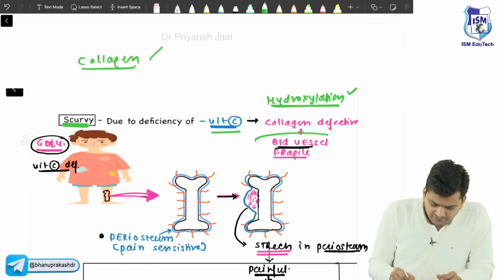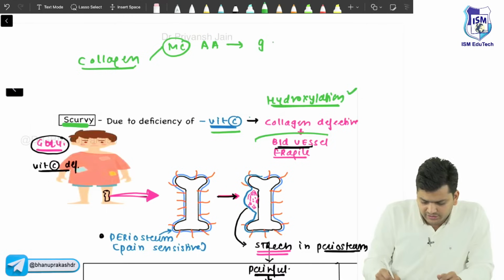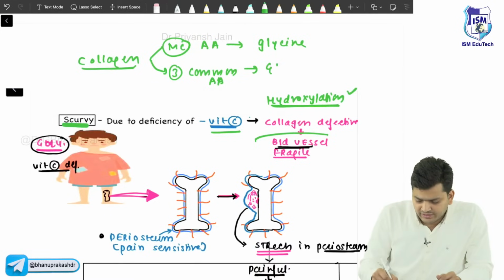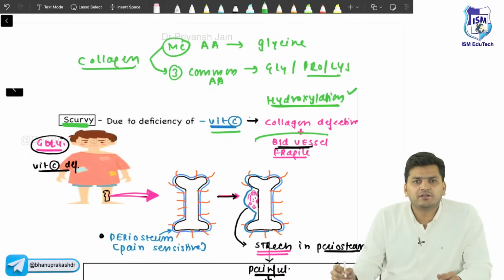They ask like this: which is the most common amino acid in collagen? The most common amino acid in collagen is glycine. And if they ask what are the three common amino acids found in collagen, it is glycine, proline, and lysine. These are the three common amino acids.